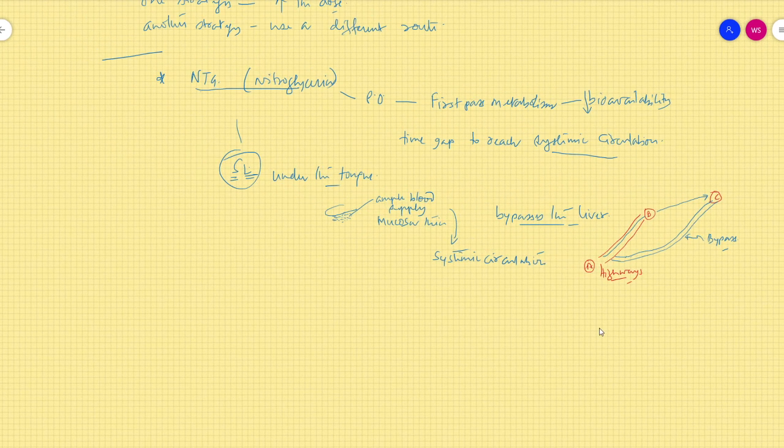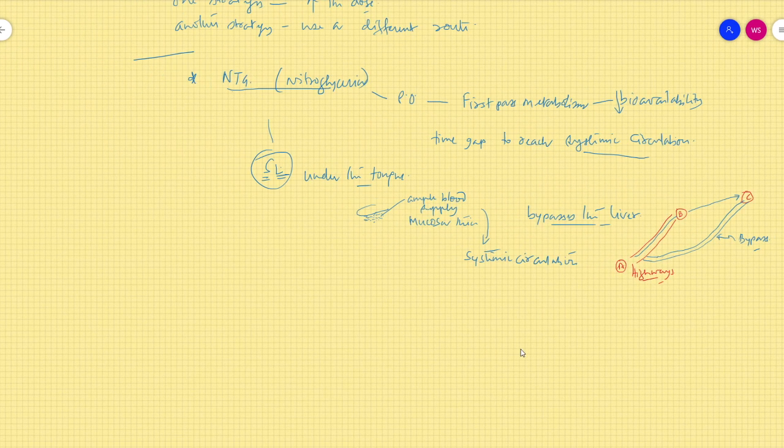So if we give it sublingually, it bypasses the liver and it directly enters into the systemic circulation. All right, so that is another example.